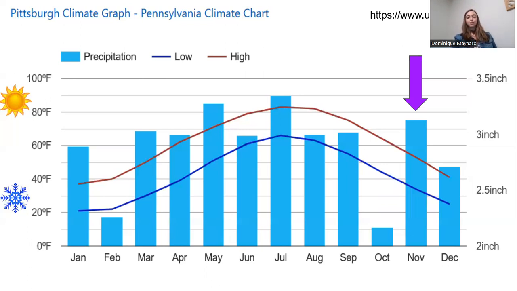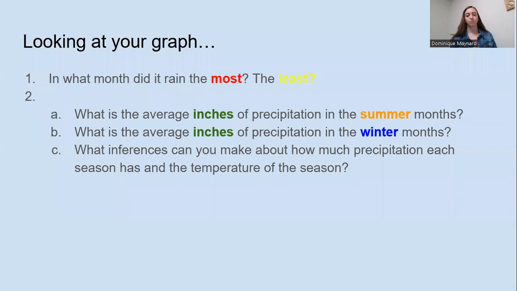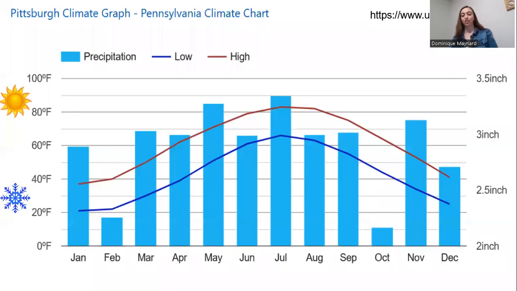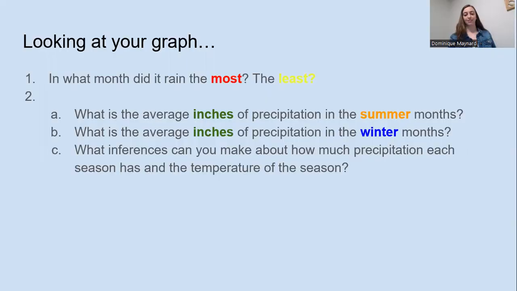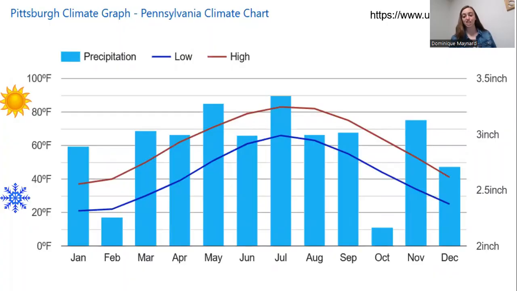Now, taking a look at the graphs that you should have displayed on your screen, let's go ahead and take a look at some of these questions here. In what month did it rain the most? Do we remember? That's right. It rained the most there in July. That is correct. Now, in what month did it rain the least? Did it precipitate the least? Yes, we had the least amount of precipitation in the month of October.